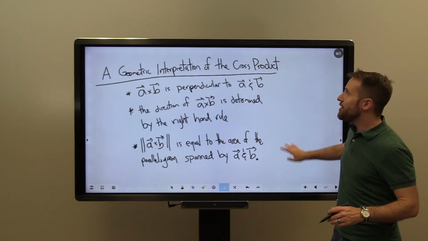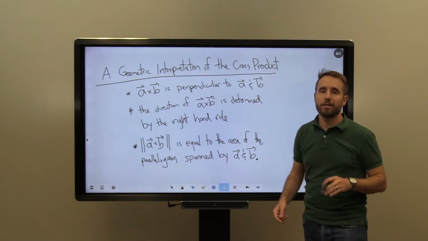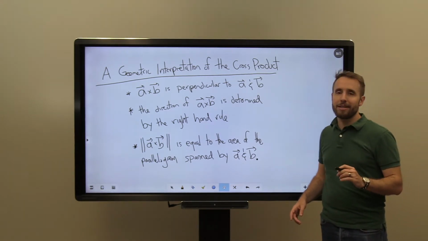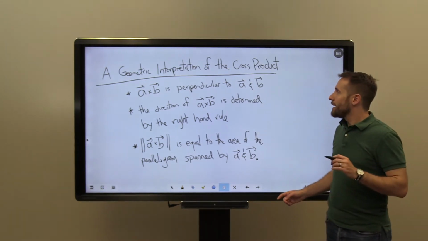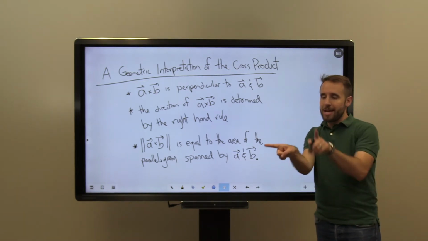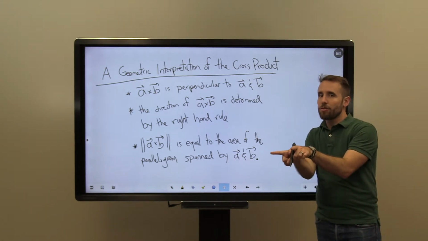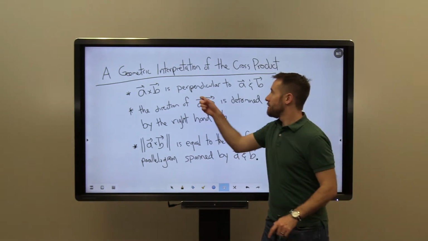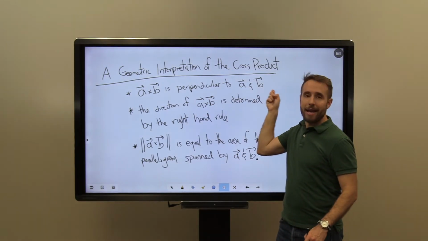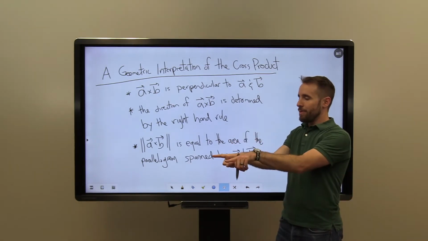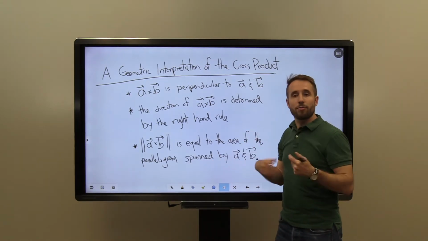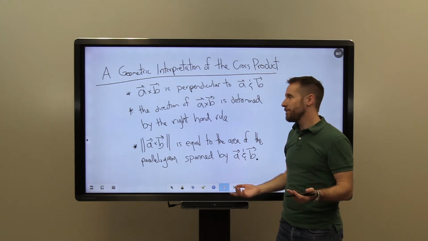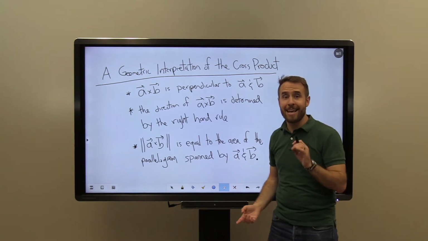Finally, we have a geometric interpretation of the cross product. We had that long computation, but there's a way to interpret what's happening geometrically as well. Specifically, if I have two vectors, a and b, then a cross b will be the unique vector that is perpendicular to both of them. So it'll be perpendicular. The direction of this resulting vector will be determined by the right-hand rule.